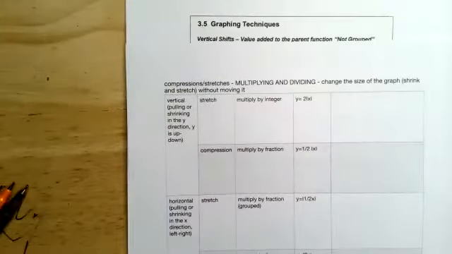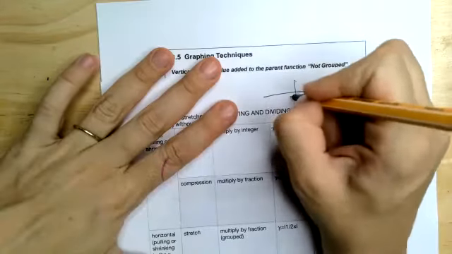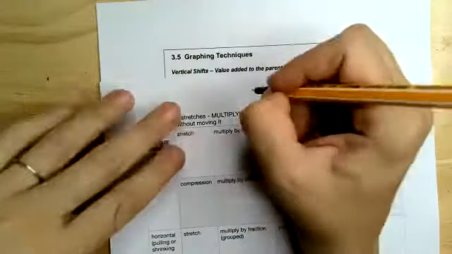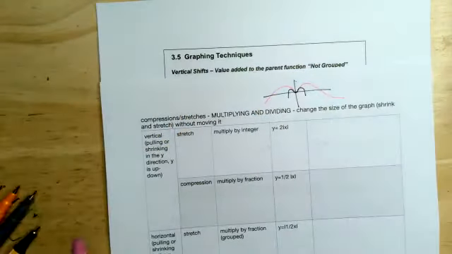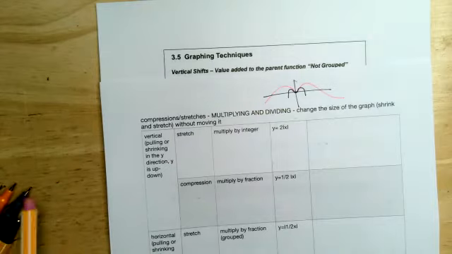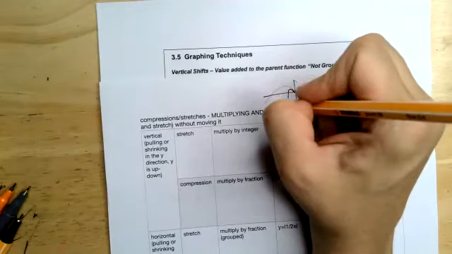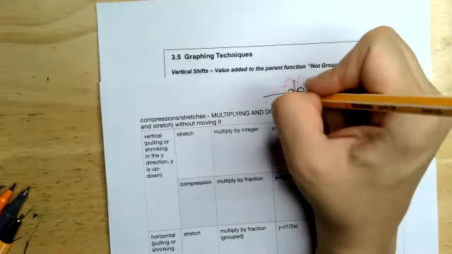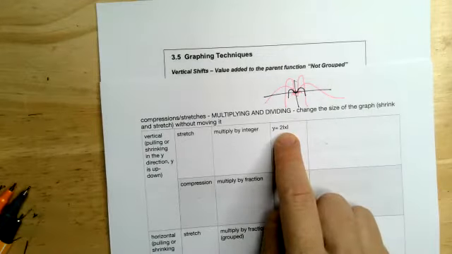Other methods of transformation are compressions or stretches. So our example was something like this. If you were to stretch it along the x, it's going to do that. If you were going to compress it along the x, it might look smaller. If you were to stretch it along the y, it's going to look like that. And if you were to compress it along the y, it's just going to be a straight line. Good. We're still using the absolute value of x as our example.